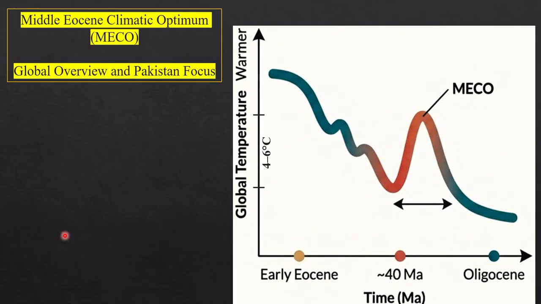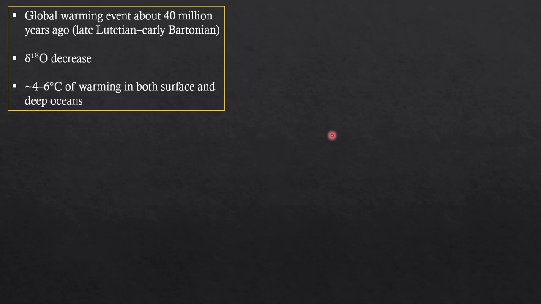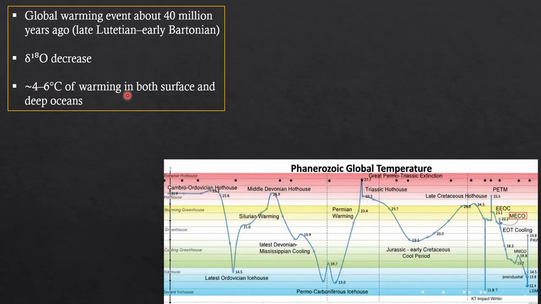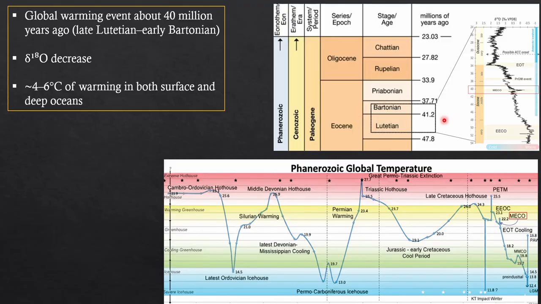This event occurred around 40 million years ago. This is the stage in which the O18 decreases, due to which the temperature rises in both the surface and deep ocean. You can see this is the stage in Eocene time in which the O18 is decreasing. It means that a little bit of global warming occurred in this area.